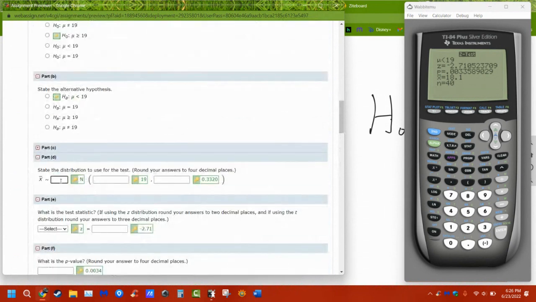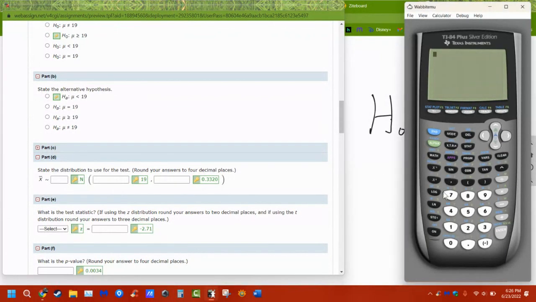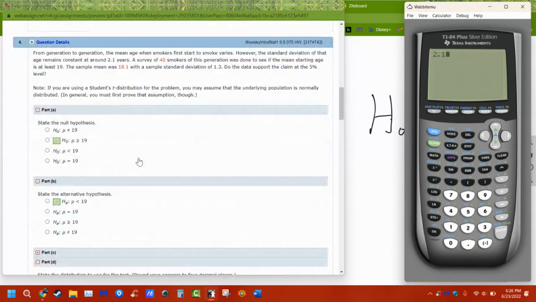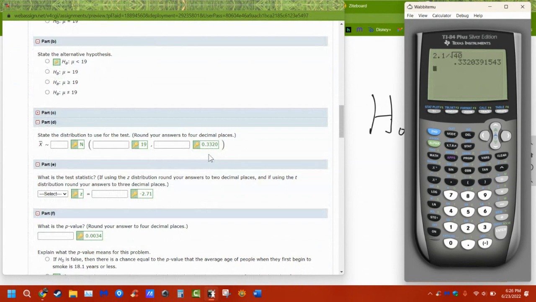So going back in here, because this is normal, we put in the mean and the standard deviation divided by the square root of n. So the standard deviation was 2.1 divided by the square root of 40, and that's where they get this number from. Okay, I'll show you a proportion so you can remember how to get to this number as well. But it's just standard deviation divided by square root of n. This is just the mean that we're testing.